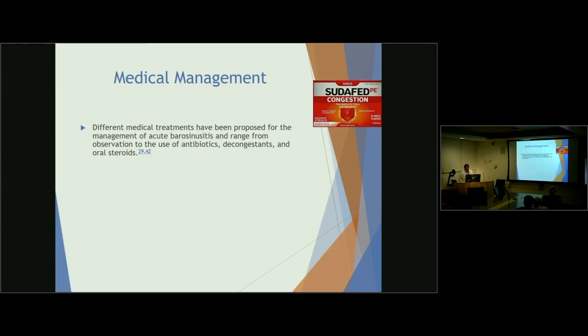So a patient presents to you, you had one episode of severe forehead headache or cheek pain, which lasted for a day or two, and basically you present to your family physician.